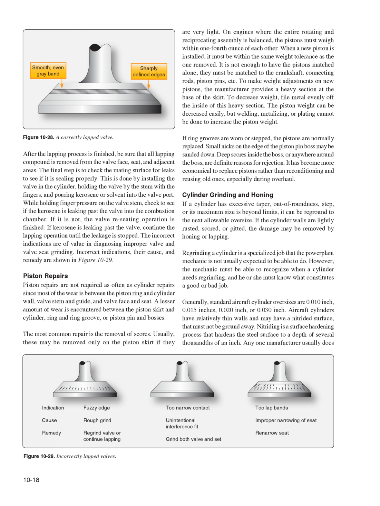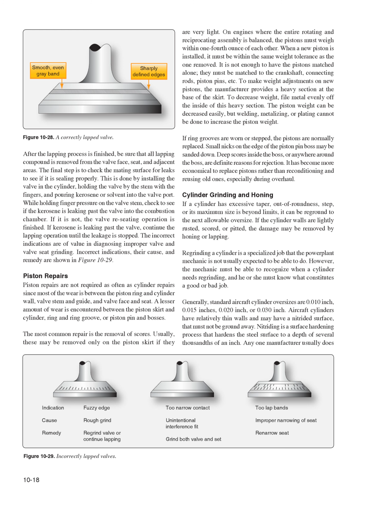The incorrect indications are of value in diagnosing improper valve and valve seat grinding. Incorrect indications, their cause, and remedy are shown in Figure 1029. Piston repairs. Piston repairs are not required as often as cylinder repairs since most of the wear is between the piston ring and cylinder wall, valve stem and guide, and valve face and seat. A lesser amount of wear is encountered between the piston skirt and cylinder, ring and ring groove, or piston pin and bosses. The most common repair is the removal of scores.